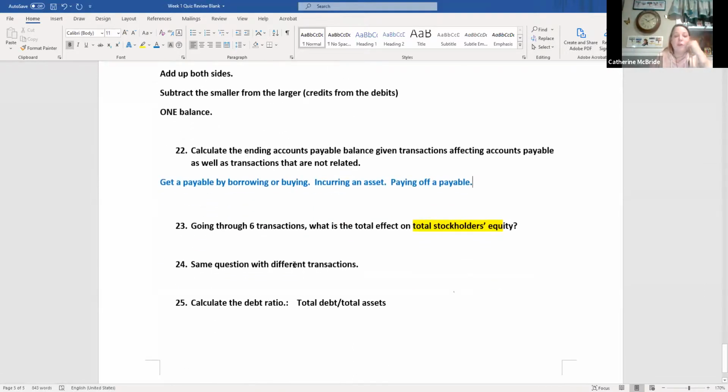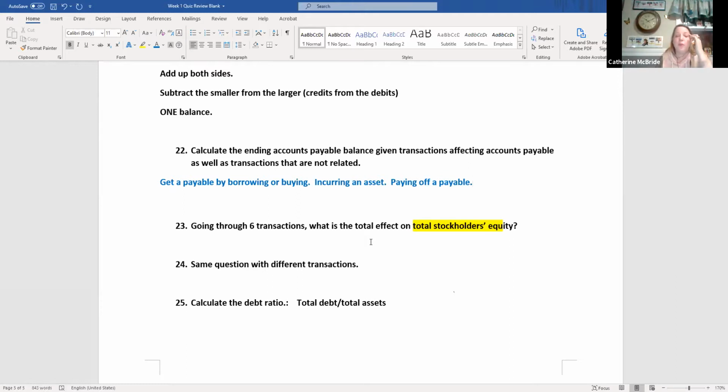Okay, 23 and 24 are the same. The first one is 6 different transactions, and you have to figure out what is the total effect on stockholders' equity. They're just like the homework.